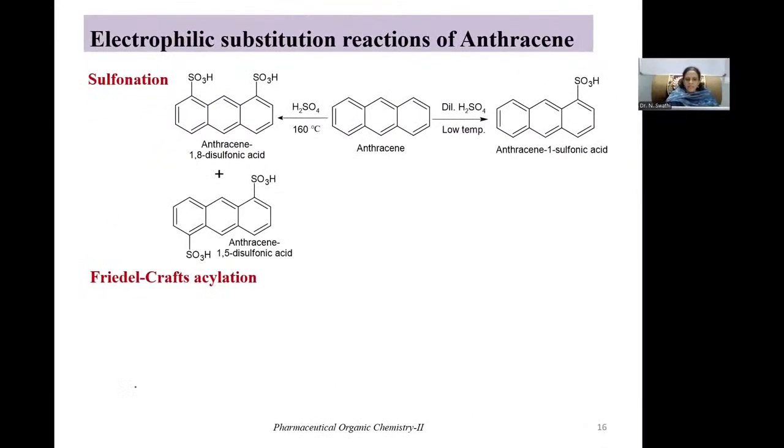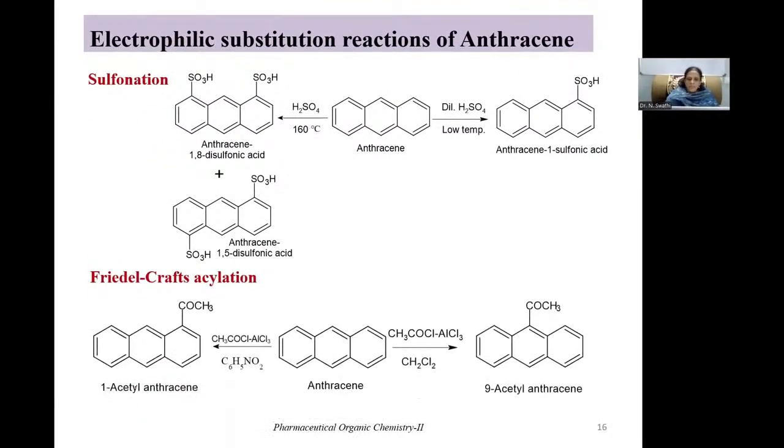Now the other reaction is the Friedel-Crafts acylation reaction. When anthracene is treated with a mixture containing acetyl chloride and aluminum trichloride in the presence of dichloromethane, CH2Cl2, which is dichloromethane, then from the reagent mixture there will be generation of acetyl cation. Acetyl cations which are formed will be acting as the electrophile and they attack at the gamma position. Okay, and as a result there will be formation of 9-acetylanthracene as the product.